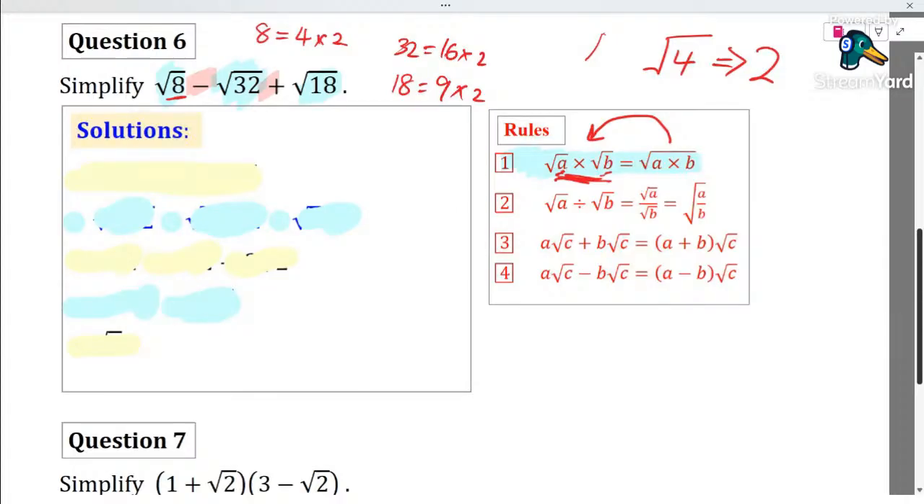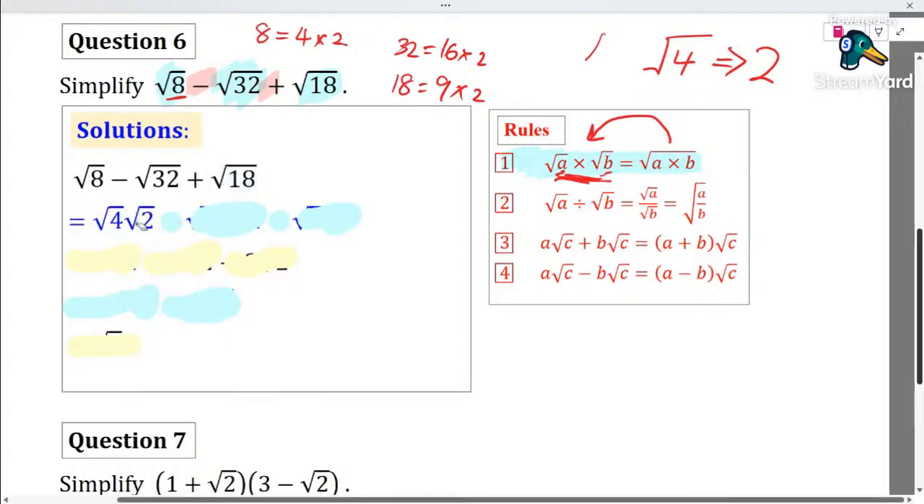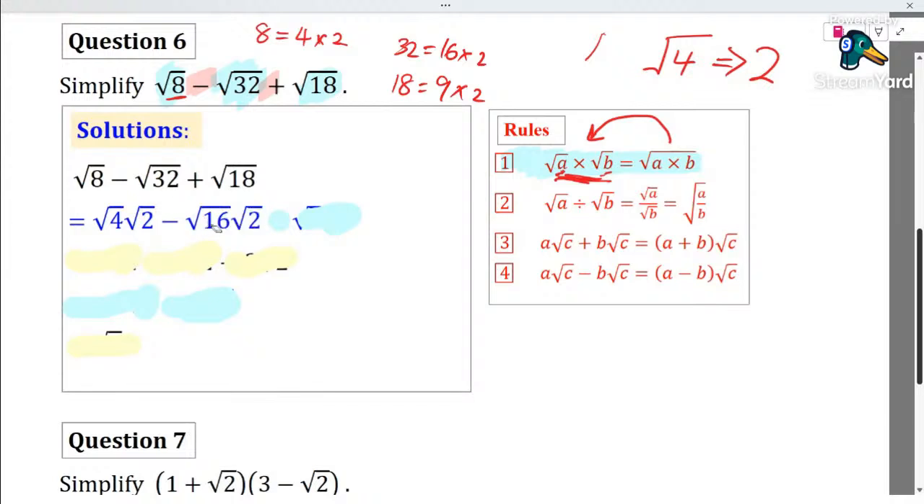So how do we solve it? Let's see. First line of the solution, I copy back the expression. Then, based on the idea we saw just now, 8 is 4 times 2. So the square root of 8, I can break it to become the square root of 4 times the square root of 2, minus the square root of 32, which is the square root of 16 times the square root of 2, plus the square root of 18, which is the square root of 9 times the square root of 2.